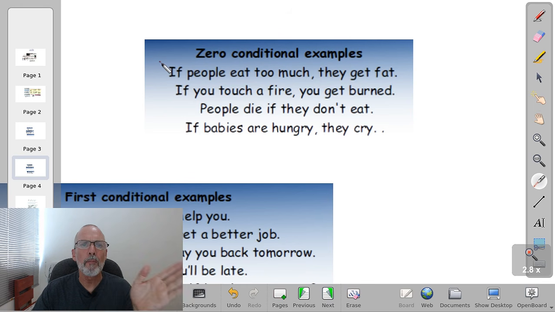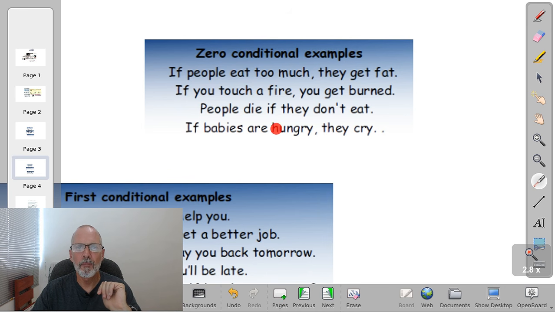They're facts. Remember, the zero conditional is with the present tense and the present tense, and it's used for facts or scientific facts. If people eat too much, they get fat. If you touch a fire, you get burned. People die if they don't eat.